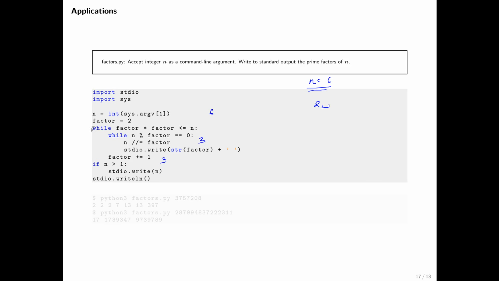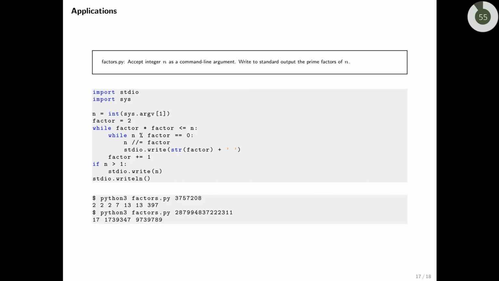It's not, so we're outside this while loop, and we end up here. n, which is now 3, is it strictly greater than 1? Yes, it is. So in that case, we end up writing n. So we end up writing 3 and the new line character from here, and we end up with the prompt on the next line. So when n is 6, the program correctly prints its prime factors as 2 and 3.